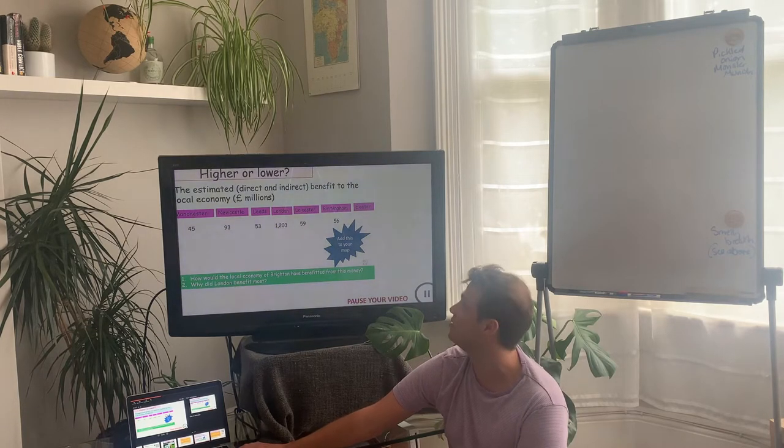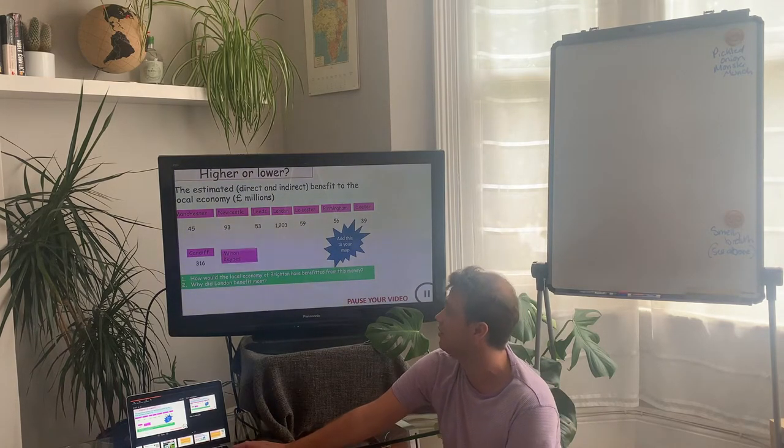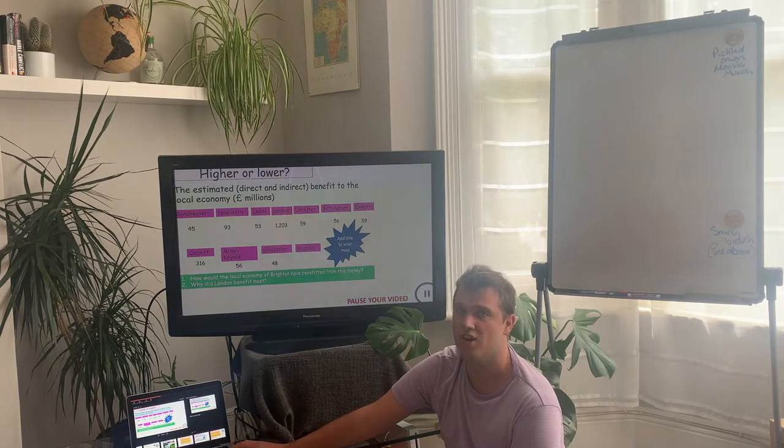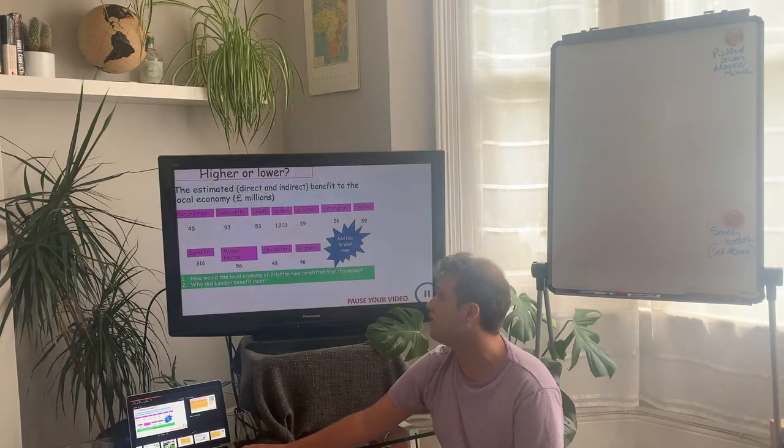Exeter, 39 million. Cardiff, 316 million. So a lot in Cardiff. Milton Keynes, 56 million. Gloucester, 48. And Brighton, 46. So £46 million alone was brought in to Brighton.